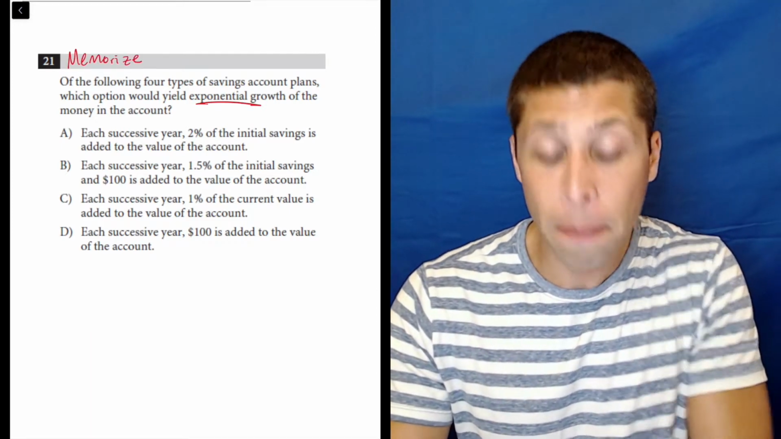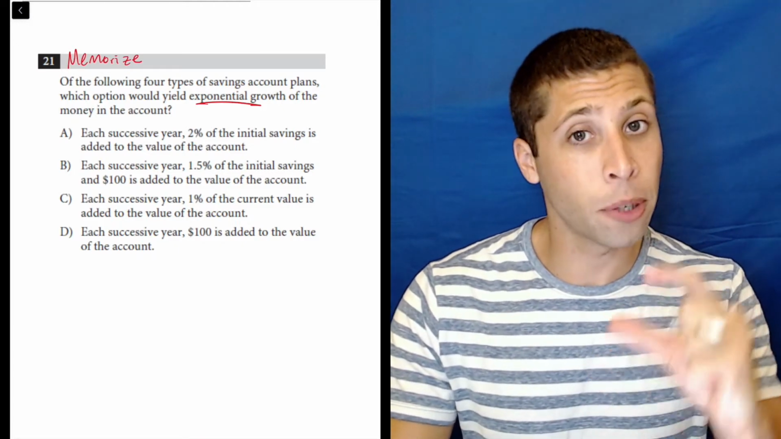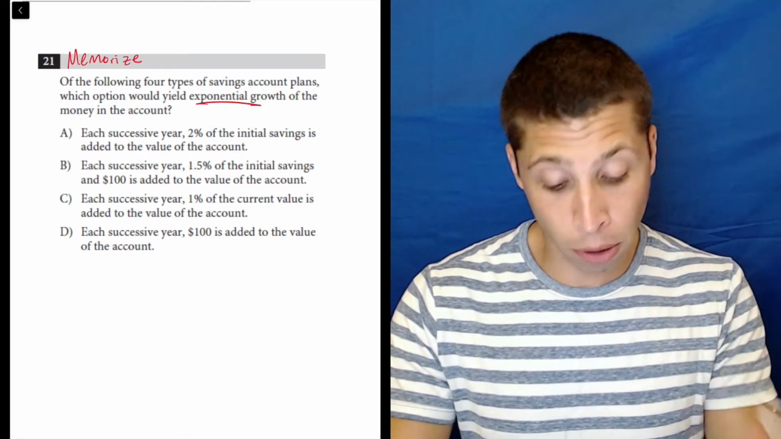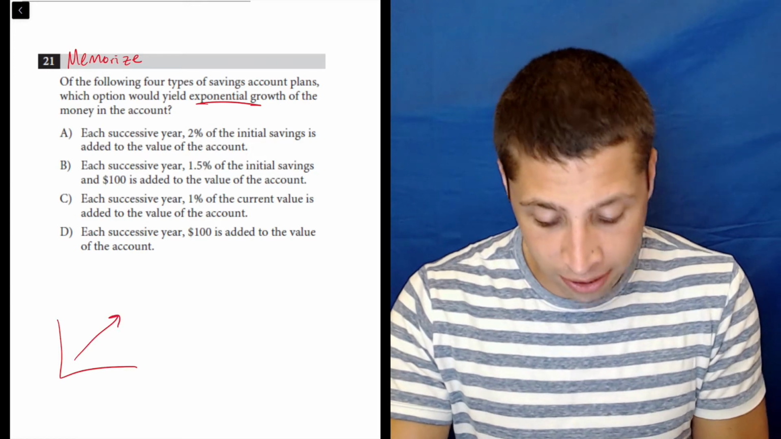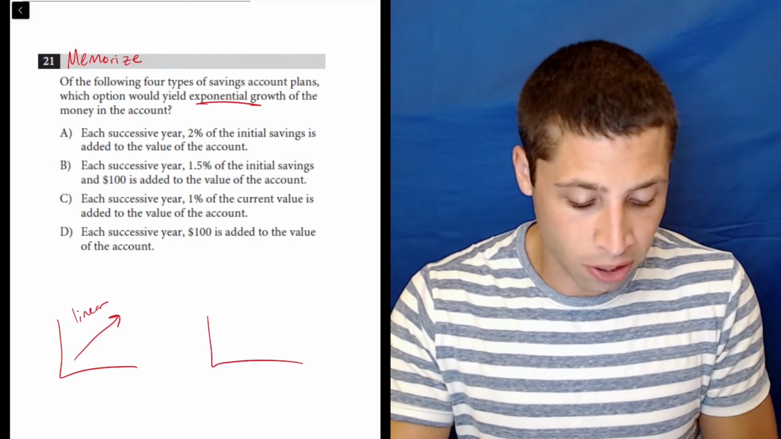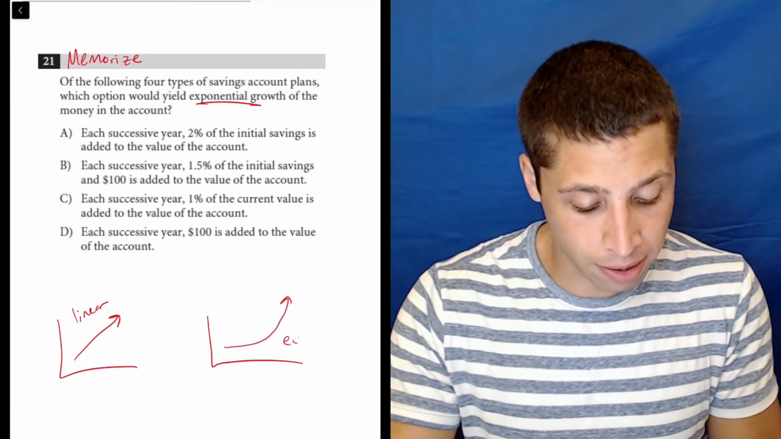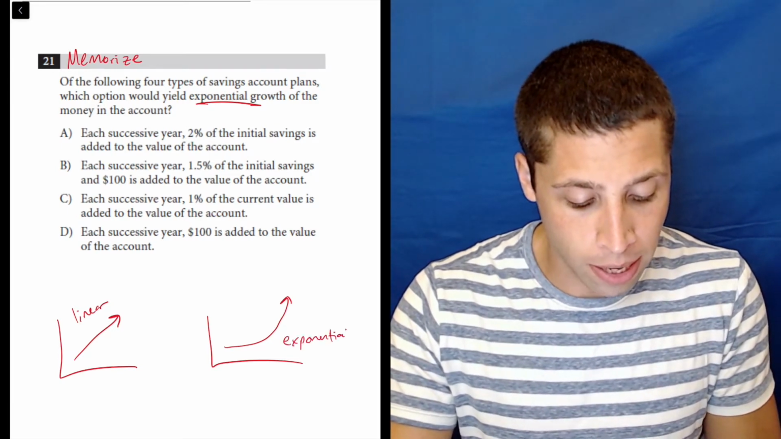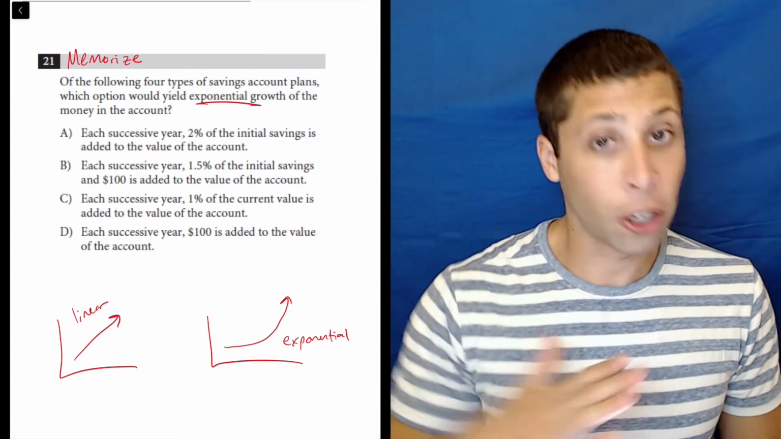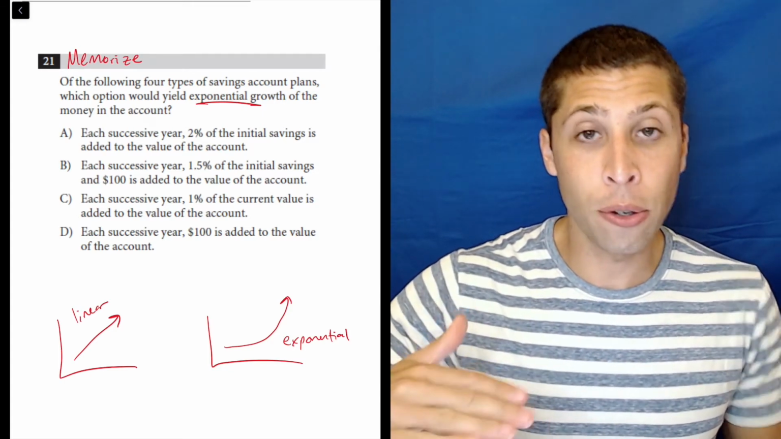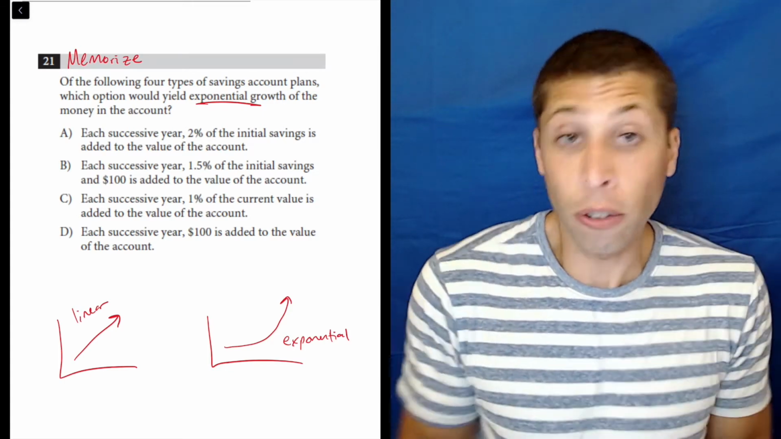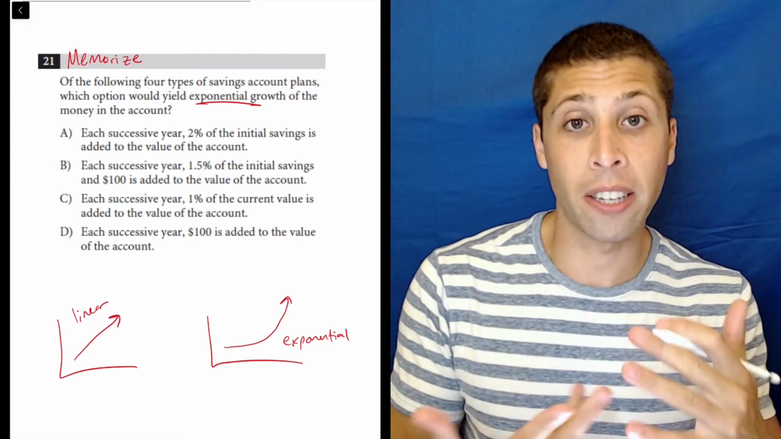This does come up, and very often on the SAT we are asked to compare linear growth, which is constant, so that would be something like this, versus exponential growth, where the growth grows. So that's the way to think about it: it's not a straight line, there's a curve, and as you move along the x-axis, the curve gets steeper because it's increasing the increase.